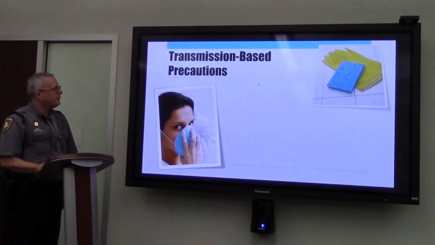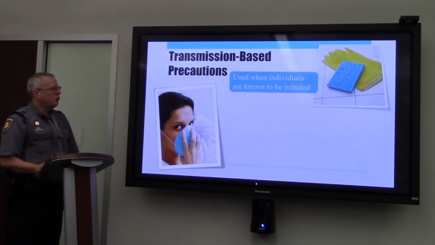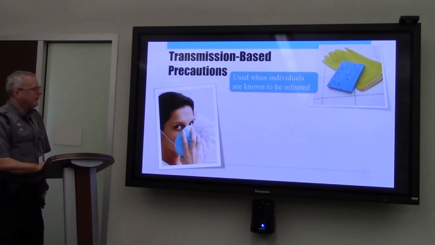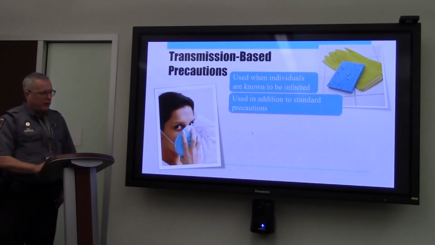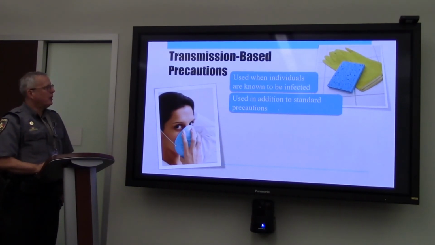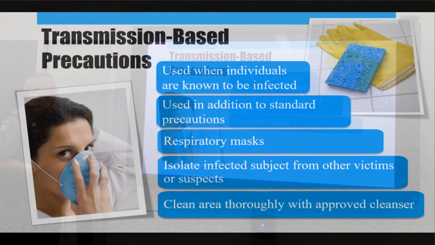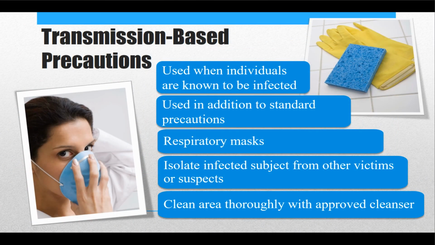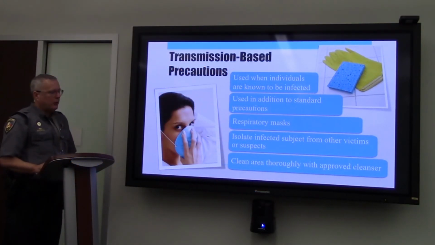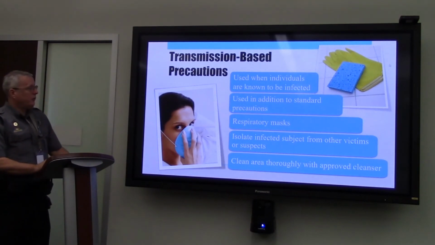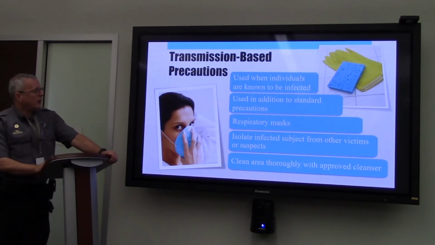Transmission-based precautions are used when individuals are known to be infected. And use them in addition to standard precautions. I would say that with COVID, if you're going into a hospital, wearing an N95 mask would be a transmission-based precaution. And then, of course, we have respiratory masks under transmission-based precautions. Isolate any infected suspect or subject from any other victims or suspects. And clean the area thoroughly with an approved cleanser. 90% of the time we just use bleach and water, and that works great on just about everything.